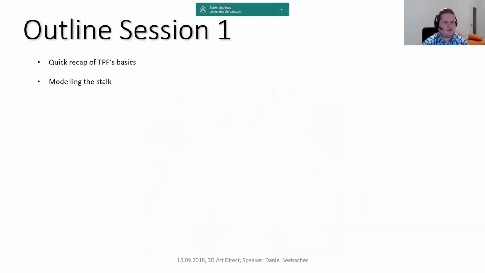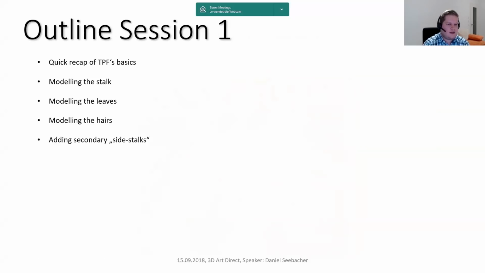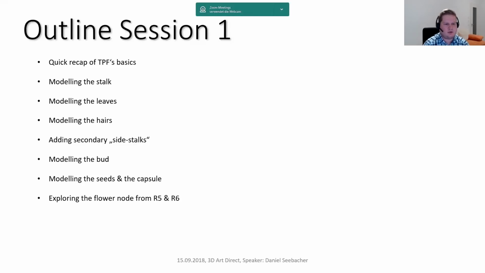Then we will start with modeling the stalk of the flower. Then we'll continue with adding the leaves and adding hairs to the flower. Then we'll add secondary so-called side stalks that grow out of the side of the main stalk. Then we'll model buds that will be attached to the side stalks. Then we'll go back to the main stalk, and we'll add the capsule in the middle and the seeds. Finally, we'll be exploring the flower node that was added in PlantFactory 2016 release 5, and which was refined in release 6. We will use this flower node for modeling the final petals.